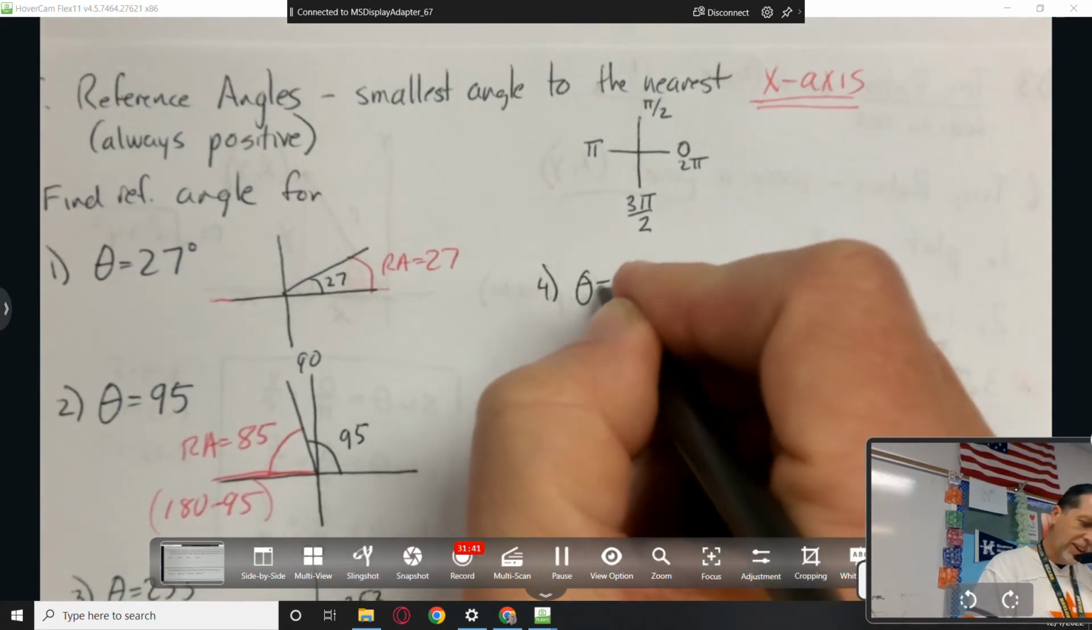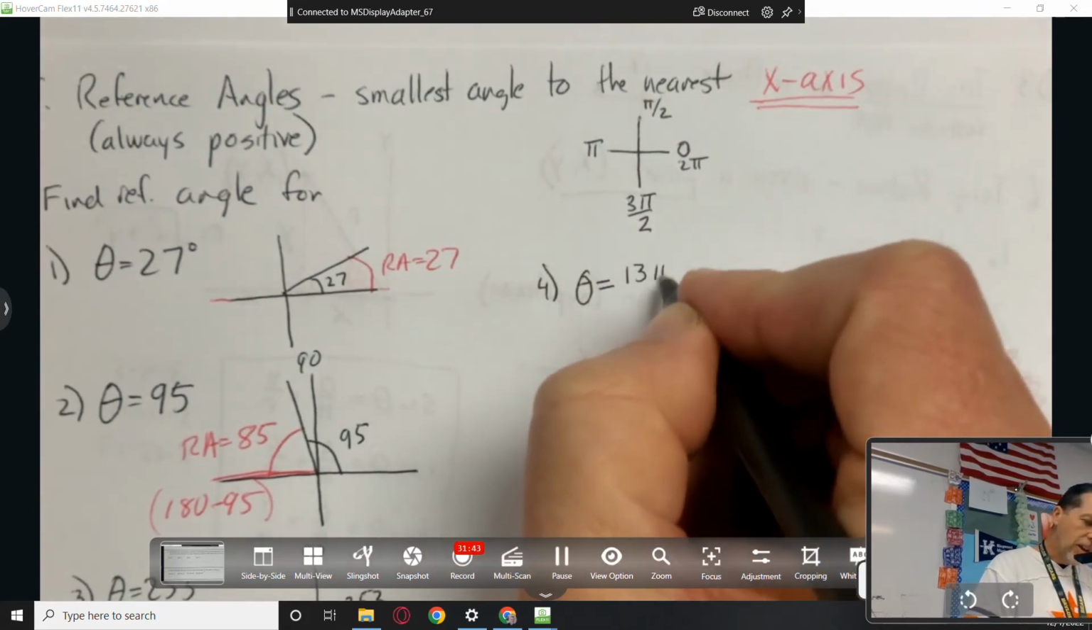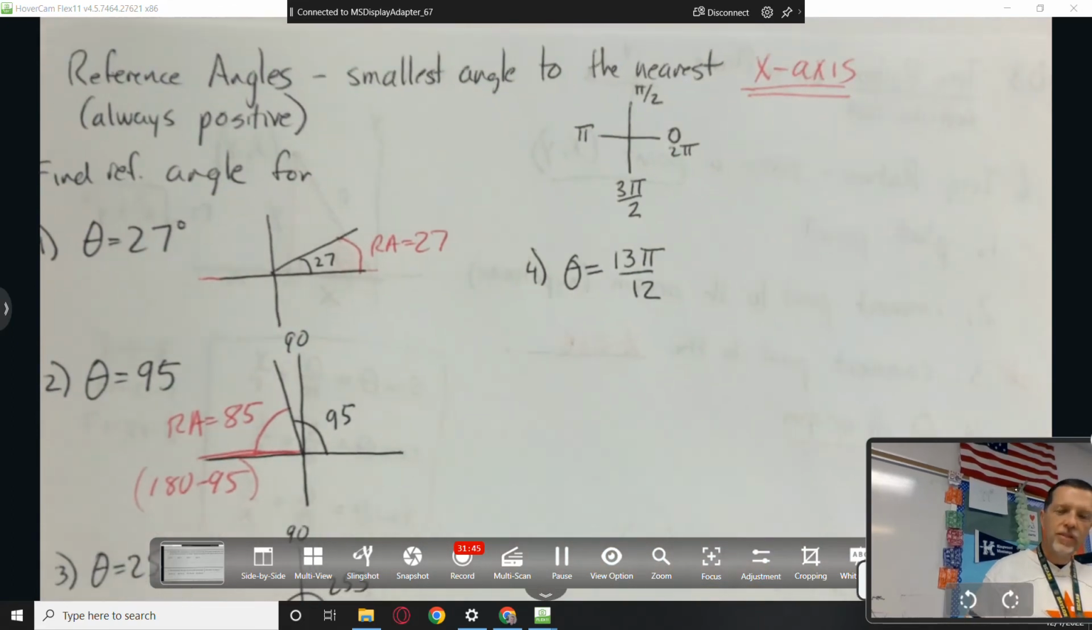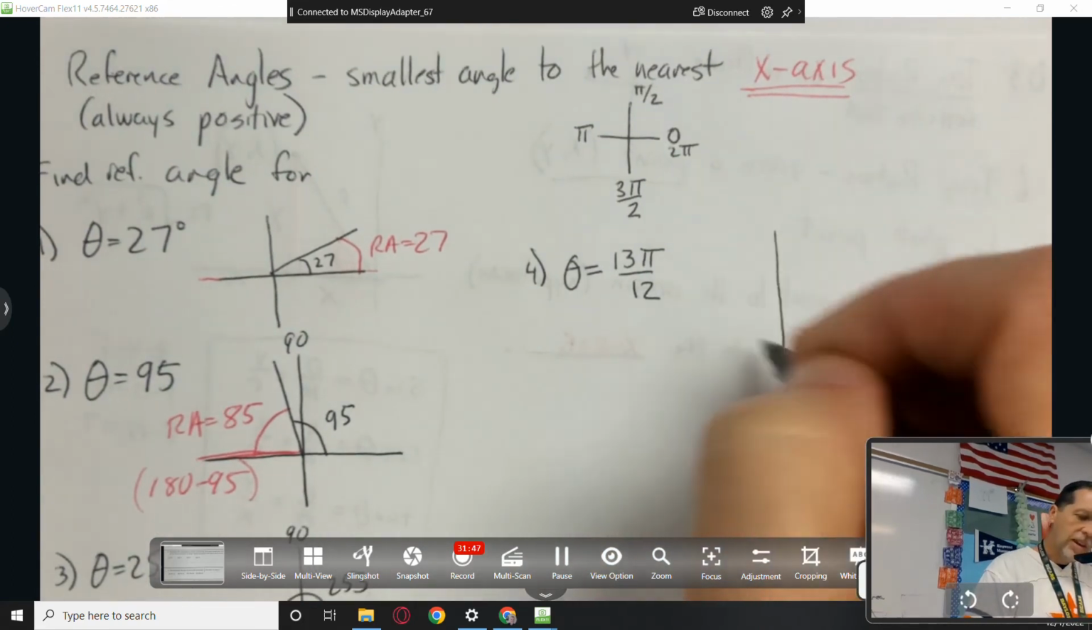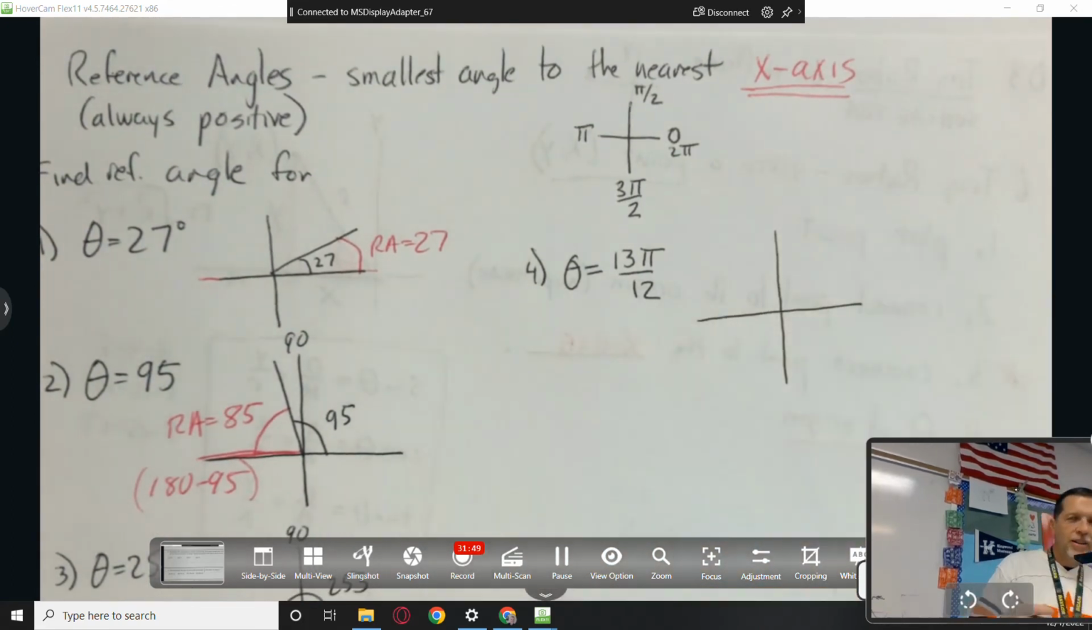So let's see if theta equals 13 pi over 12. This is where our fluency with fractions, how comfortable we are with fractions, comes into play. Because we got to know what quadrant 13 pi over 12 lands in. The third one. How'd you know that? Perfect. That's the perfect answer.